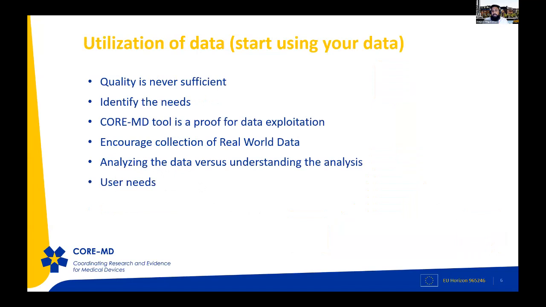And just as a conclusion, start using your data. Quality is never sufficient when you haven't identified the need. But if you have identified a specific need, a specific use case, then the quality could actually be sufficient for that need. Of course, it cannot be expanded to all the needs we have, but the registries do have a lot of knowledge already. Start using them. Start figuring out what we need to get out of it and why we need to get something out of it. Then we can start improving the data.